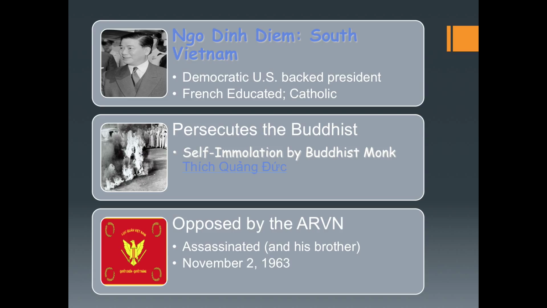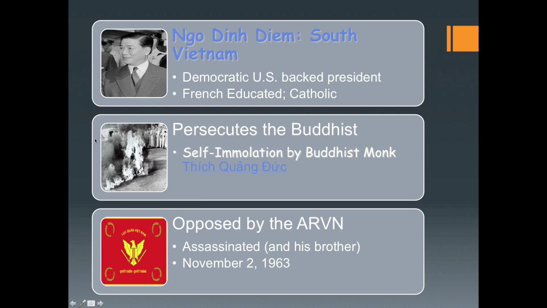Talk a little bit about the president of South Vietnam, Diem. He's a Democratic-backed president. He is the president of South Vietnam. The United States will back him. He was French educated, as a lot of well-to-do Vietnamese were at the time. Spoke fluent French and English. He was also a devout Catholic, which made him a minority in Vietnam. The majority of that country is Buddhist, and he begins to highly persecute them.